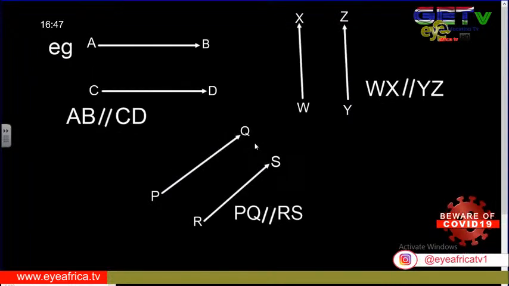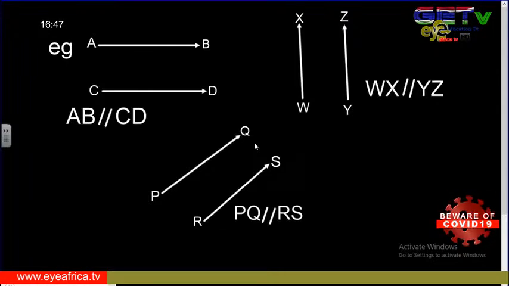Now, of course, what you see on the screen are just examples of parallel lines. They can either be horizontal, vertical, or slanting, all right? But what is important is that they move in the same direction and they maintain the same distance apart, so therefore they will never get to meet.